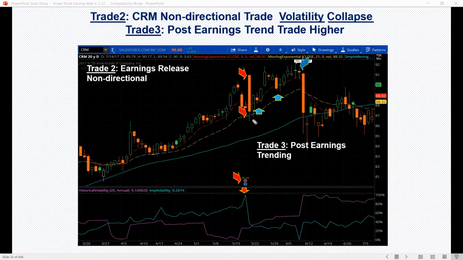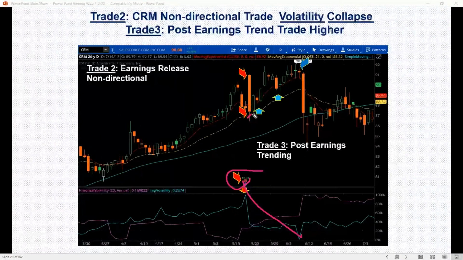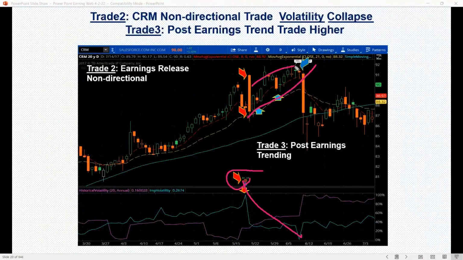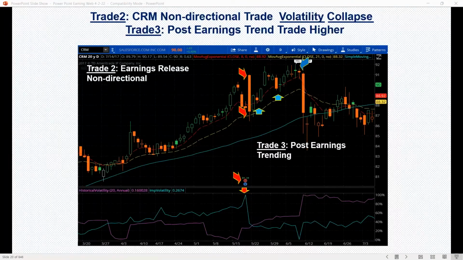So you can see after the earnings release here, volatility collapses, but then you get that post-earnings trend trade. So these are three different types of cycles that you can look for, to take advantage of. It offers some really great opportunity.